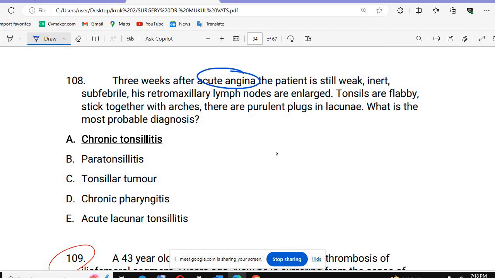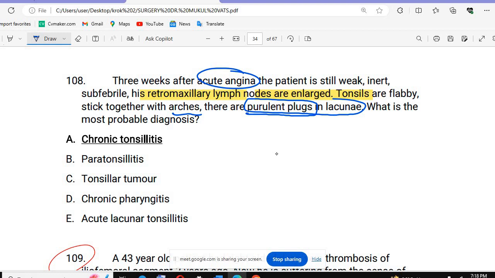So we have seen the acute angina is there, the patient is still weak, inert, subfebrile, with retromaxillary lymph nodes. The retromaxillary lymph nodes are enlarged, tonsils are flabby and stick together with the arches, and there are purulent plugs. If you see the purulent plugs in lacunae, what is the most probable diagnosis?